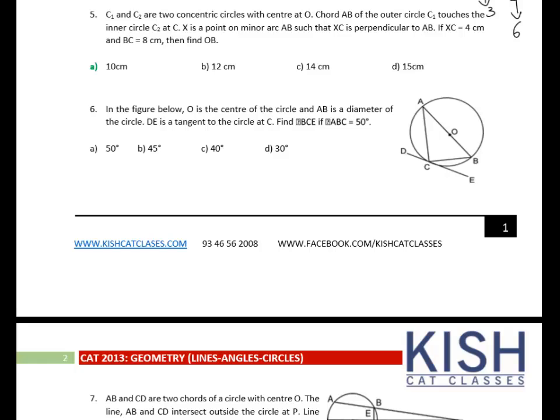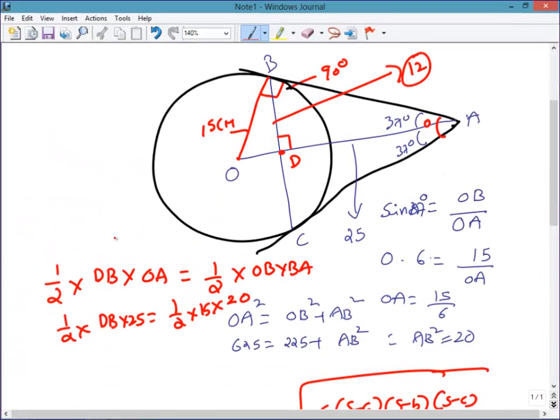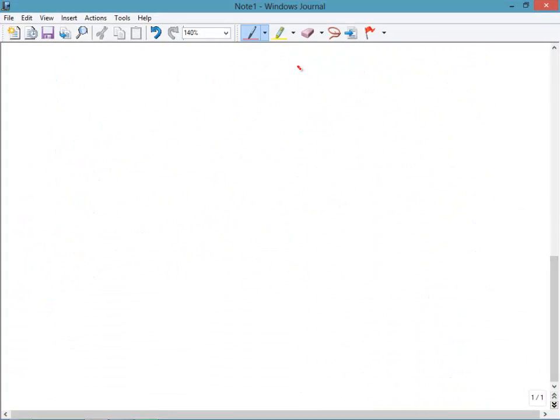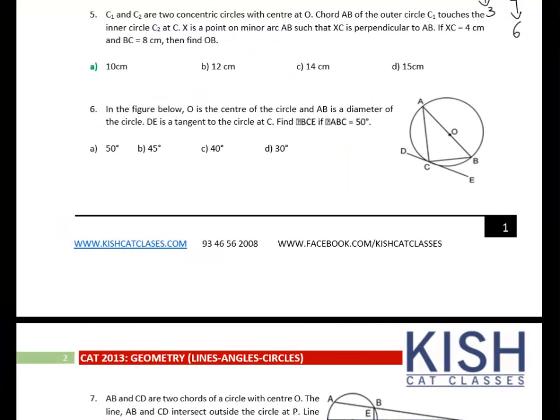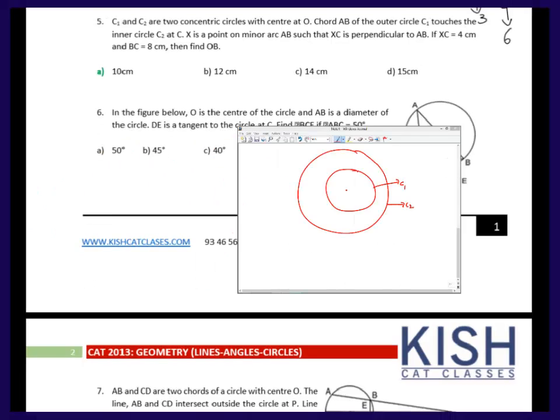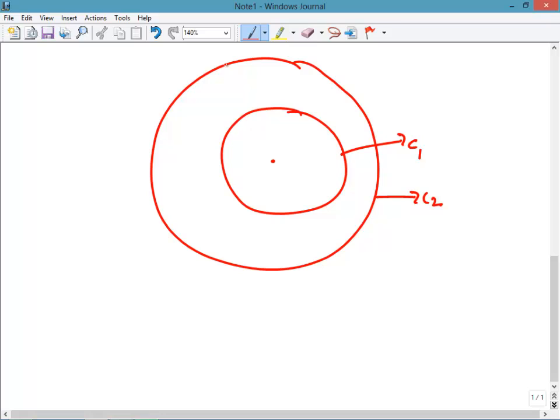C1 and C2 are two concentric circles with center O. So draw one circle and then a second circle. The centers are equal. So this is C1, this is C2. Chord AB of the outer circle C1 touches the inner circle C2 at C. So this is the chord AB, and it touches the inner circle at C. So it means that AC or BC is a tangent to C2.